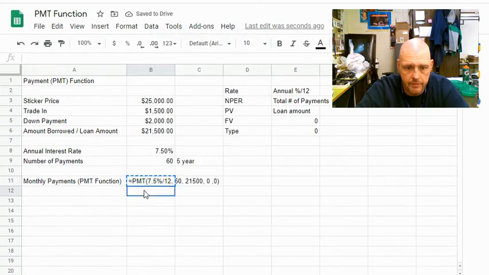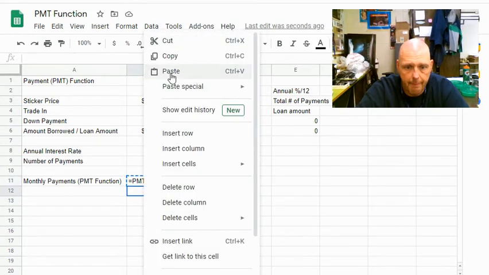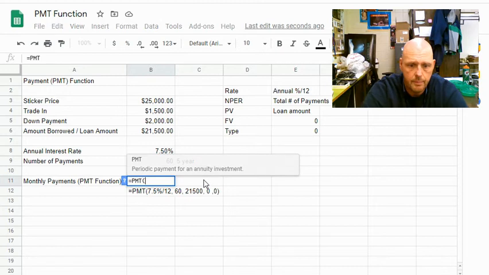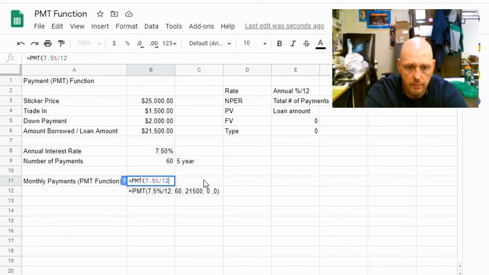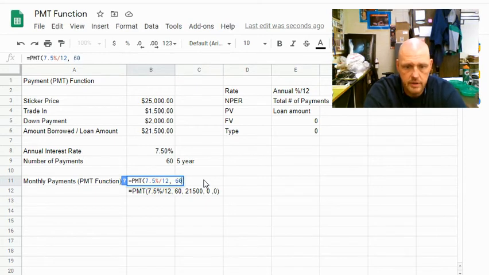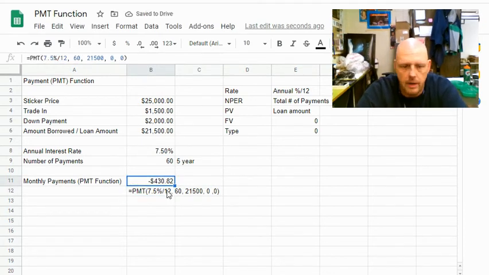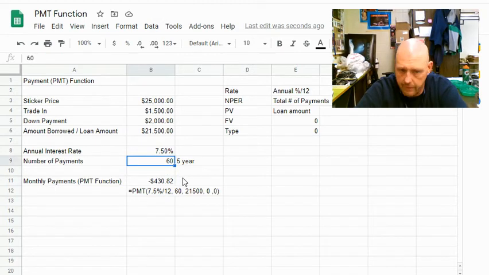I'm going to cut that and paste it down here. And now I'm going to write the formula without an apostrophe so it actually does the math. PMT 7.5% divided by 12, 60, 21.5, 0, comma, 0. I'm going to make $430 payments, and I'm going to make 60 of them.